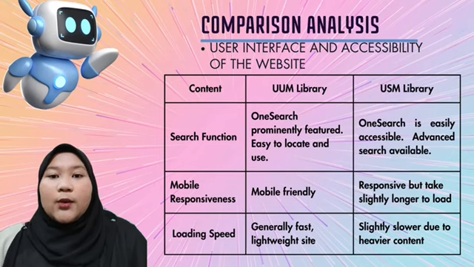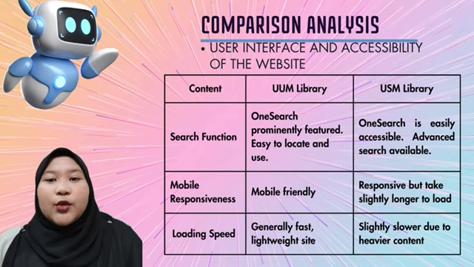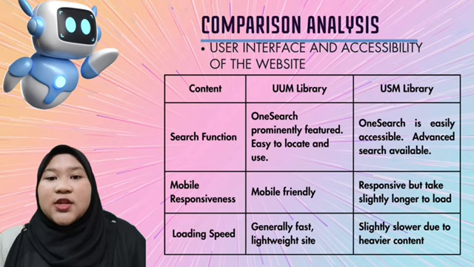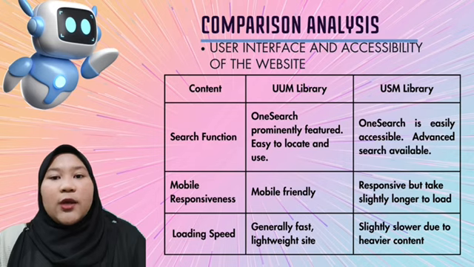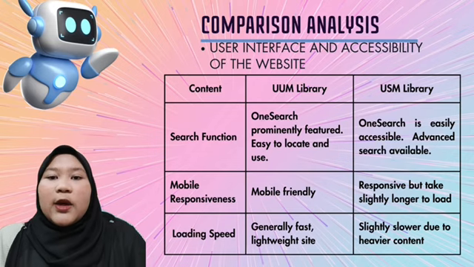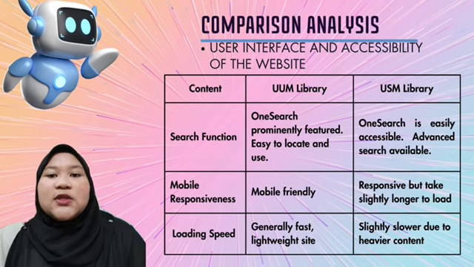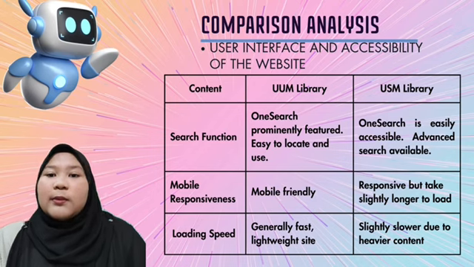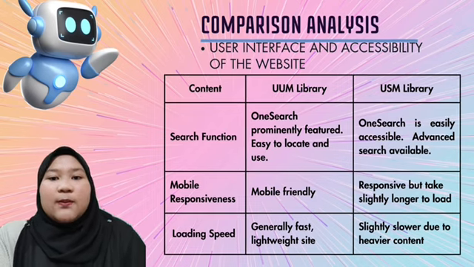Next, we are going to talk about the user interface and accessibility of UUM and USM library websites. If we look at the comparison table, for search function, both of them use one search, but UUM makes it easier to find and use, while USM offers more advanced search options. For mobile users, the UUM site is more mobile friendly and loads quickly. Meanwhile, USM is responsive too, but it is a bit slower to load. When it comes to speed, UUM is faster because the website is lighter, while USM is slightly slower due to heavier content. In conclusion, the UUM library website is great for users who want something simple and fast.